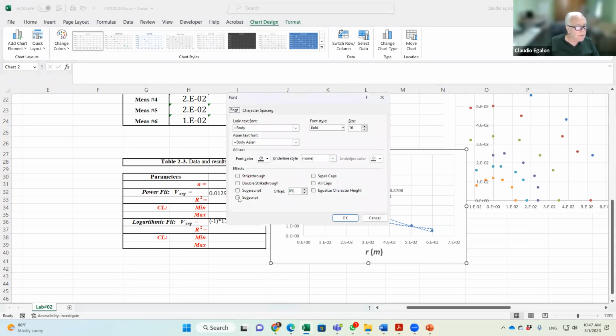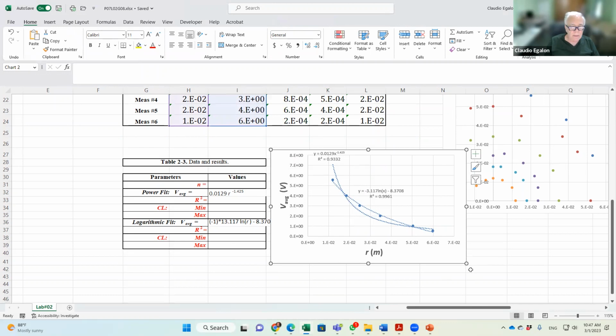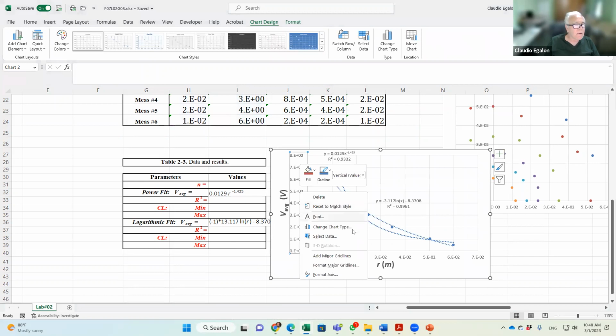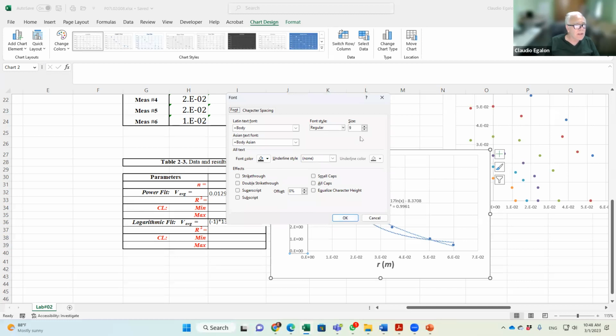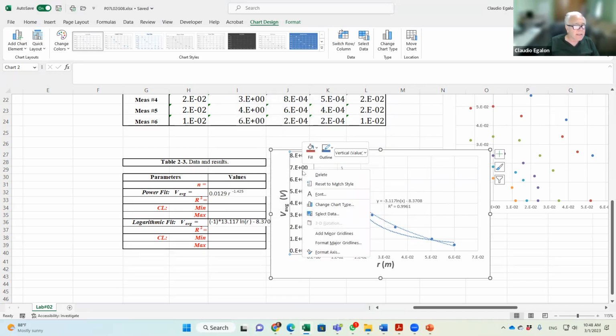Font. Subscript. Go there. We can also change that font, change that to 12. 9 is too small. And I also like to do boldface. That's what I do in my papers. And instead of putting the exponential, you also have to change the format.